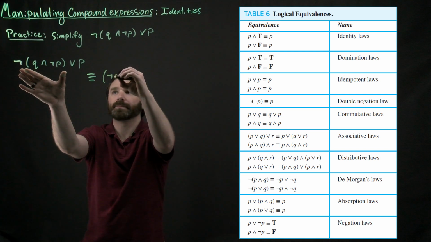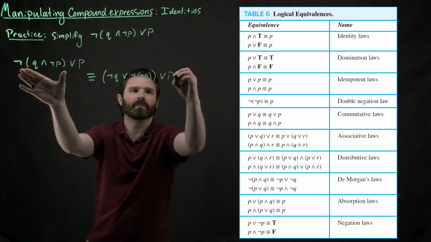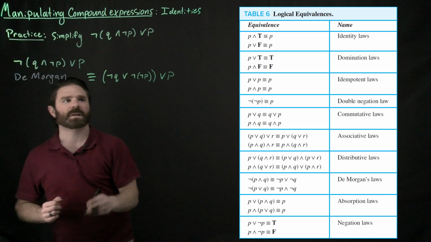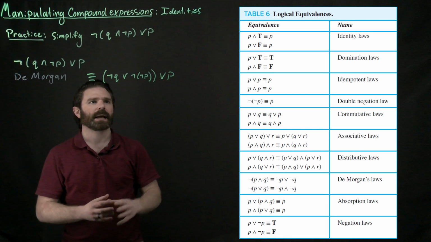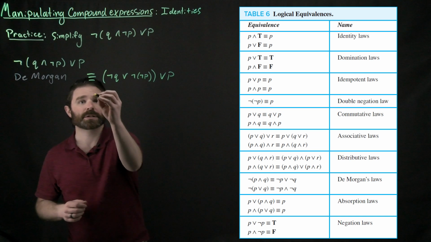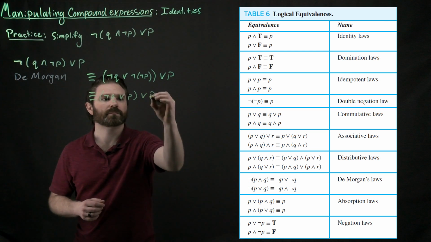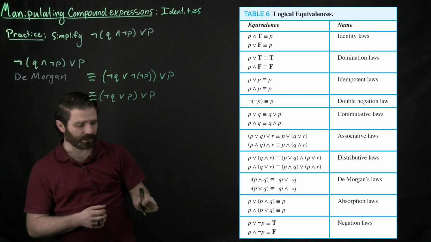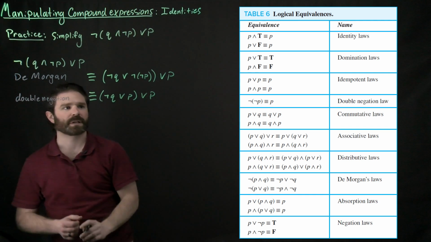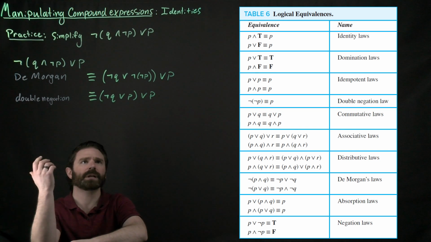So then I'm going to end up with the following. And so here, what I used is De Morgan's law. Oh, great. And immediately I see right here a not and a not. And I have an identity over there, which is a double negation. So I know that this is logically equivalent to that expression. So here I've used double negation.